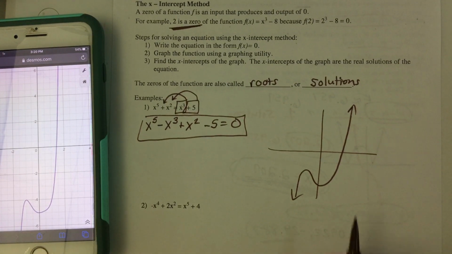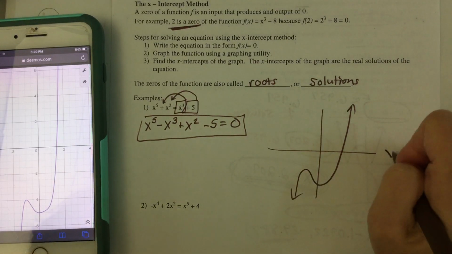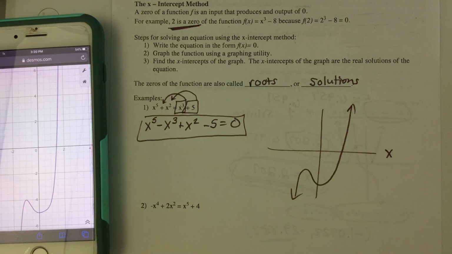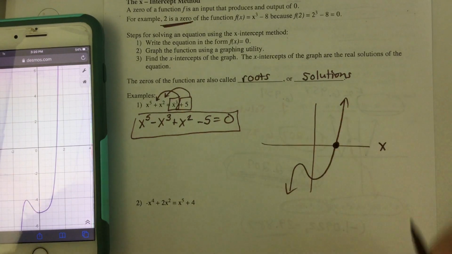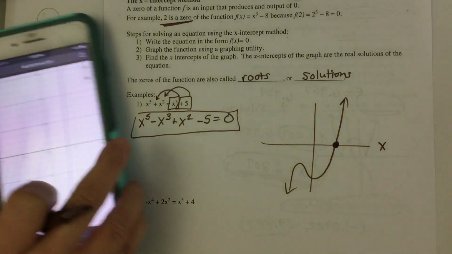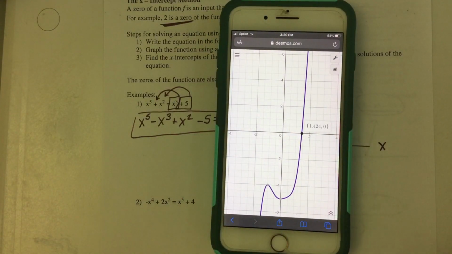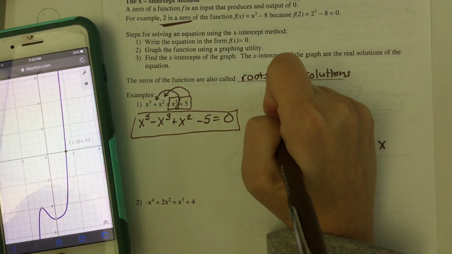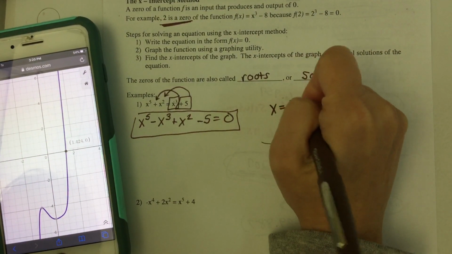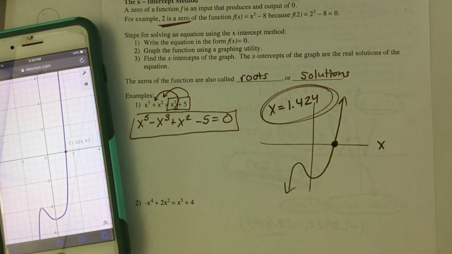What we're looking for is where this graph crosses the x-axis. That's why it's called an x-intercept. Where does the graph cross the x? There is one spot right here. That is your one solution. So at this point, the y is going to be a 0. Your x value, that is the answer. So x equals 1.424. That is your solution.